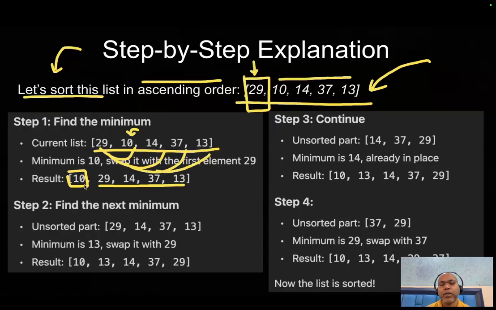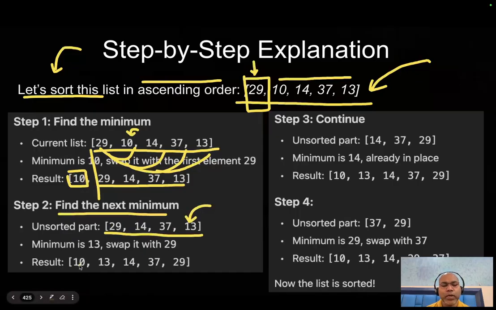Finally, the first place is settled. Already this is sorted, then again find the next minimum. This is the unsorted part and this is the sorted part, 10. So here what is the smallest? Smallest is 13. So you can say this is our sorted part and this is still the unsorted part.